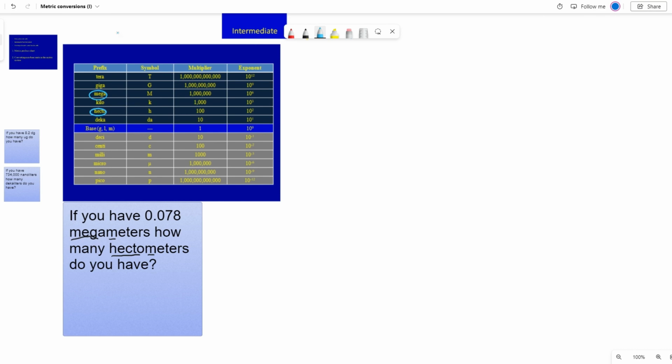Now, I don't know how a mega and a hecto are related to each other, but I do know that a mega is 1,000,000 times bigger than the base unit, so I'm going to convert from the mega to the base unit first.